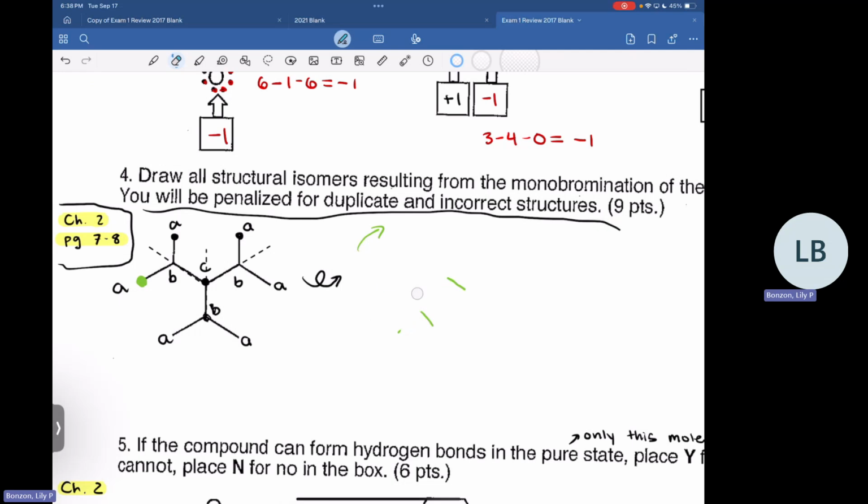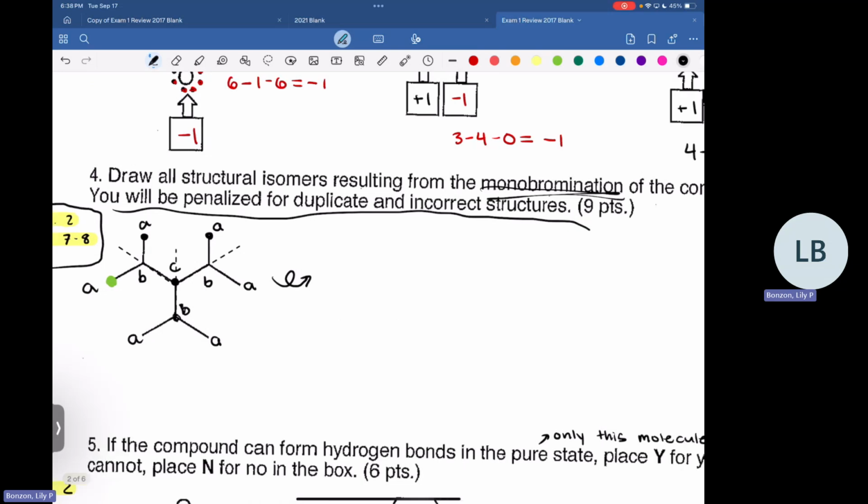So then the next step, once we found all the different carbons that we have, is we have to do whatever it says the reaction is going to be. So in this case, it says monobromination. And so what that means is we're just going to replace a hydrogen at each of the different carbons with a bromine.